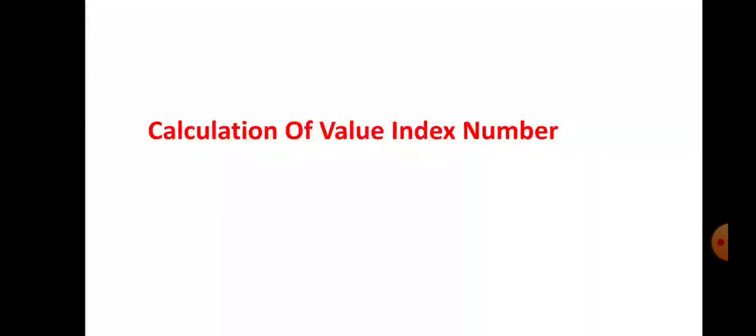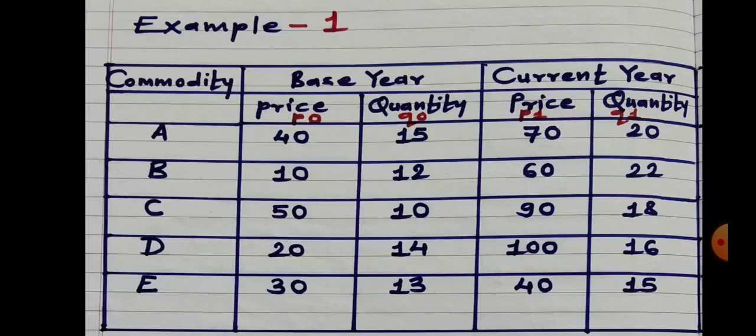Now let us see how to calculate value index number. Here an example is given. In the first column commodities A, B, C, D and E are given. In the second column base year prices and quantities are given, denoted by P0 and Q0. In the third column current year prices and quantities are given, denoted by P1 and Q1. Base year prices are 40, 10, 50, 20, 30, and base year quantities are 15, 12, 10, 14, 13. Current year prices are 70, 60, 90, 100, 40, and current year quantities are 20, 22, 18, 16 and 15.